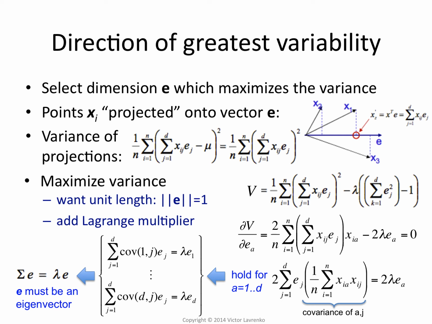Furthermore, this lambda, the Lagrange multiplier, is an eigenvalue. Again, we didn't say that lambda was an eigenvalue. It started out just being an undetermined Lagrange multiplier, and it turns out to be the eigenvalue of sigma. So that's pretty cool. What we've shown is that if you look for the direction of the greatest variance in the data, you are going to find an eigenvector and nothing else.